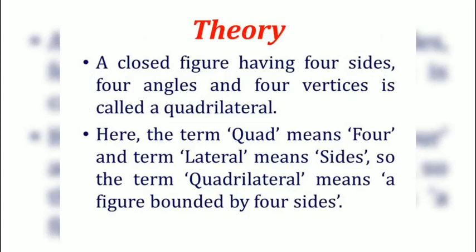Theory behind this activity: a closed figure having 4 sides, 4 angles and 4 vertices is called a quadrilateral. Here the term quad means 4 and the term laterals means sides. So the term quadrilateral means a figure bounded by 4 sides.